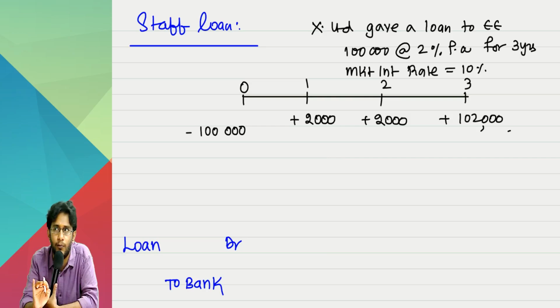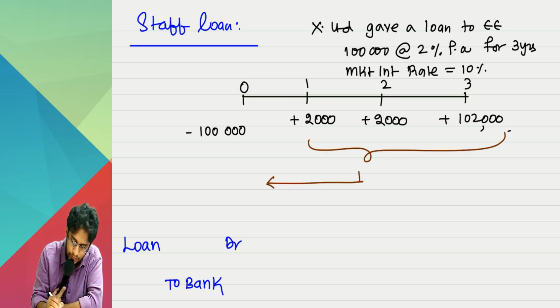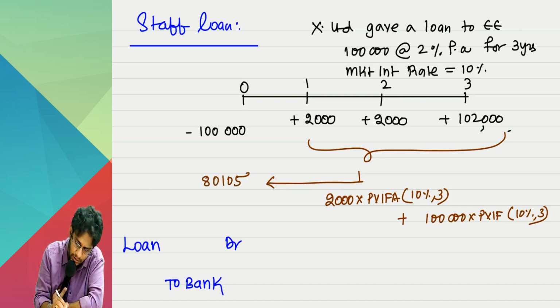Always for a loan or a bond, fair value is nothing but the present value of future cash flows discounted at the market interest rate. That is fair value. So what you do is, discount the cash flows to today. 2000 into PV annuity factor 10% 3 periods. 1 lakh rupees I am receiving only once, so I will apply the PV factor 10% third period. If you work this out, how much did you get? 80,105.